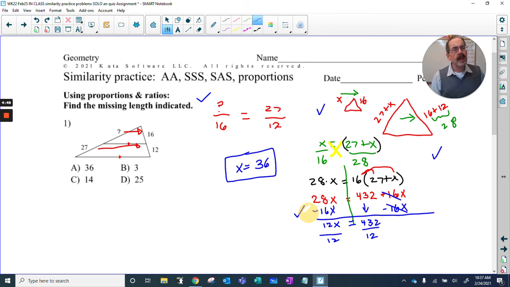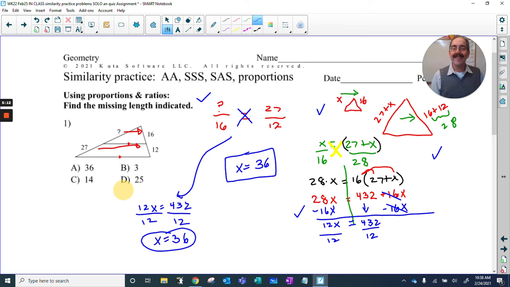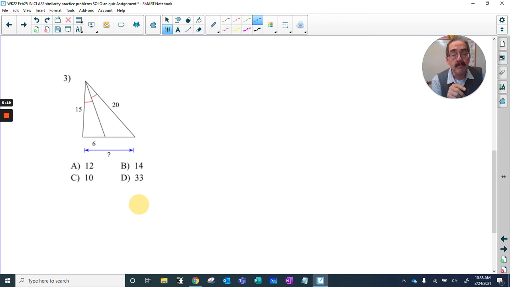Hey, by the way, did anybody do it this way? 12x equals 16 times 27, 432. Isn't that cool? You get the same answer. The distributive property of math. Pause the video if you need to write that down. Let's head to our next problem. And remember, anytime you see the next problem, just pause the video, draw it out, and then come back and see how we did it.